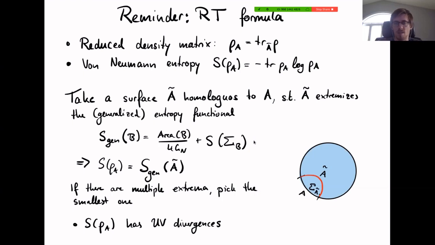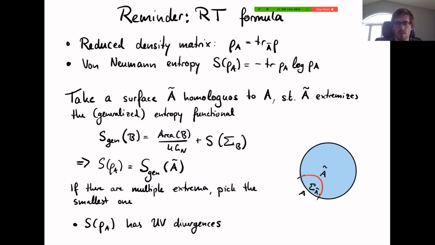Again, there's this thing which I've already mentioned for the Allen formula. There might be multiple different candidate RT surfaces, so areas which extremize the generalized entropy or just the entropy. And if there are many, we just pick the smallest one. And that will come in very important later.